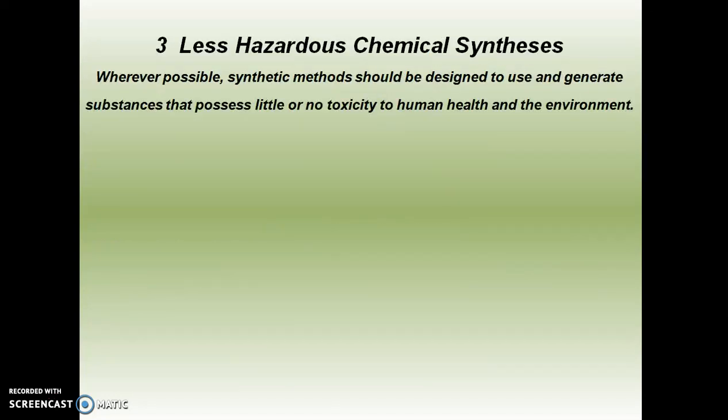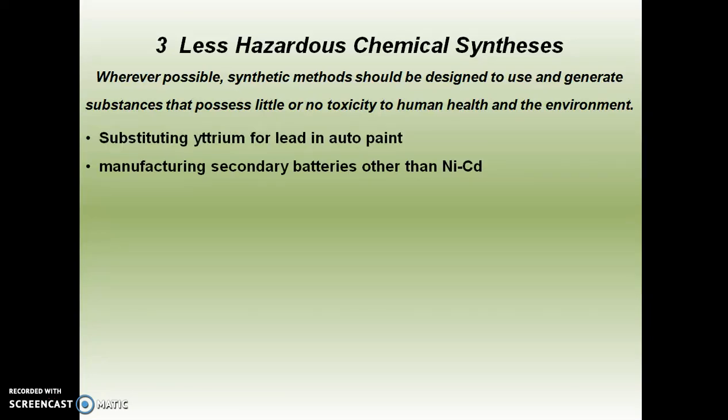The third principle is the less hazardous chemical synthesis. Wherever possible, synthetic methods should be designed to use and generate substances that possess little or no toxicity to human health and the environment. Think about an example for this now and pause the video. The example for this is substituting yttrium for lead in auto paint or manufacturing secondary batteries other than nickel-cadmium battery.